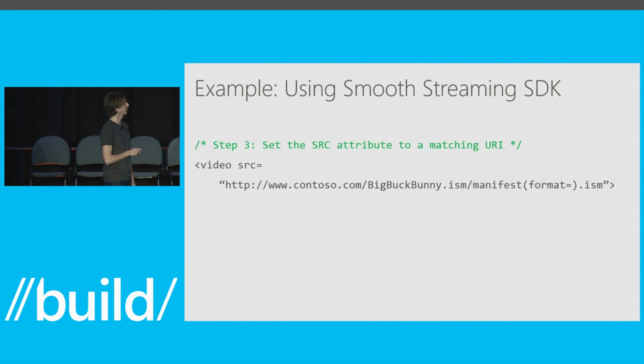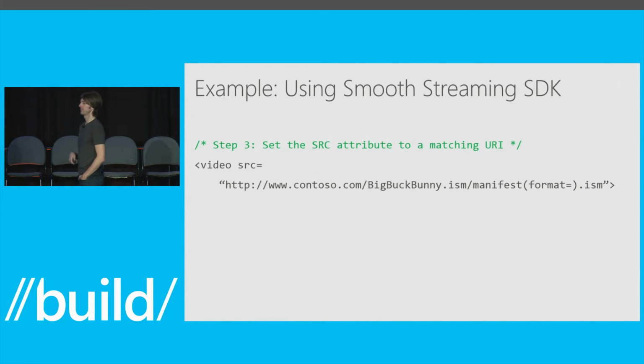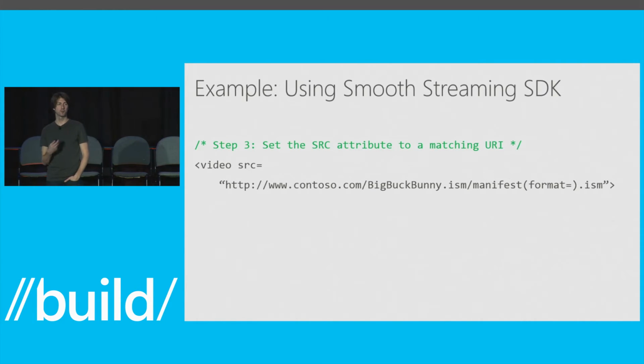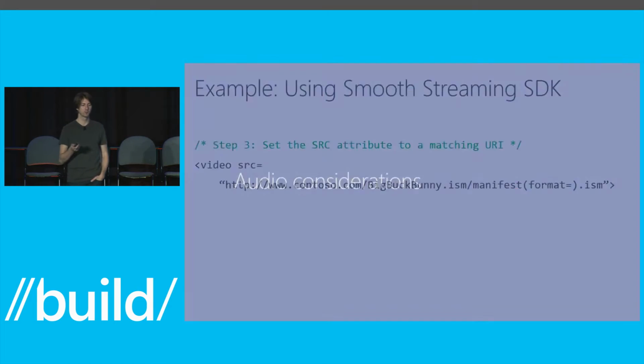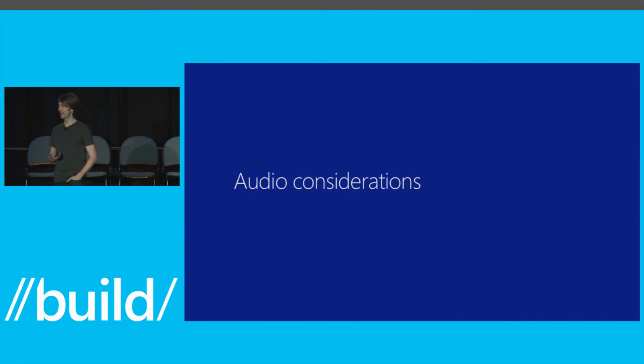And last, you just use that particular file extension in the file that you specify in your source, and your component will load. Those were examples of how you load the IIS Smooth Streaming SDK for use inside of your app.